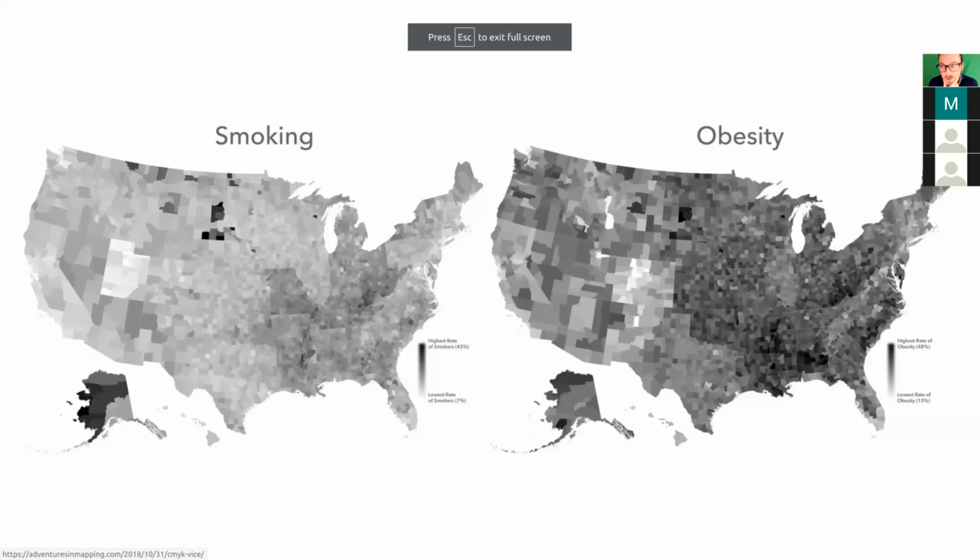Here are two other examples of choropleth maps, smoking in the US and obesity in the US. This brings to mind the phrase, get it right in black and white, which I swear by. It's amazing. So it doesn't need to use colors per se to be a choropleth map.